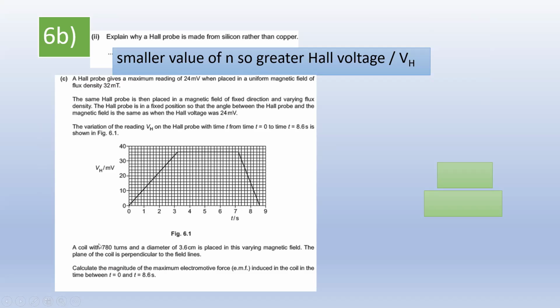A coil of 780 turns and diameter of 3.6 cm is placed in a varying magnetic field. The plane of the coil is perpendicular to the magnetic field lines. Calculate the maximum electromotive force induced in the coil in the time t equals 0 to t equals 8.6 seconds. So instead of the Hall probe, we change the magnetic field this time, but we replace the Hall probe with the coil. So how do I calculate the induced EMF?